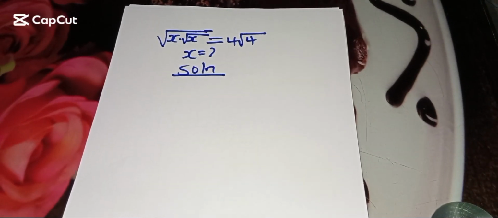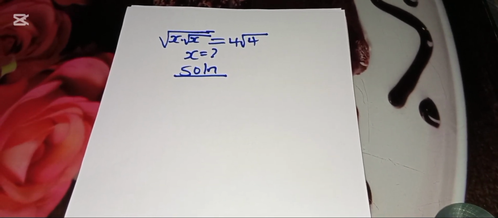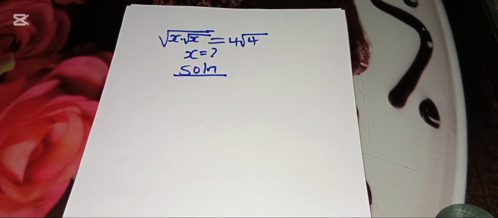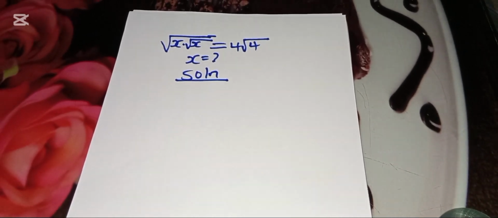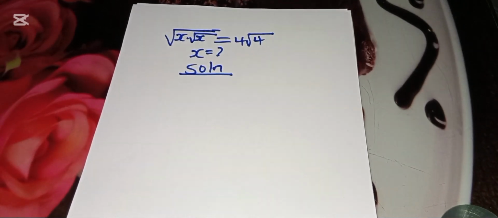Hello, let's provide a solution to this math problem, which is the square root of x multiplied by the square root of x. This is equal to 4 square root of 4. So what is the value of x?